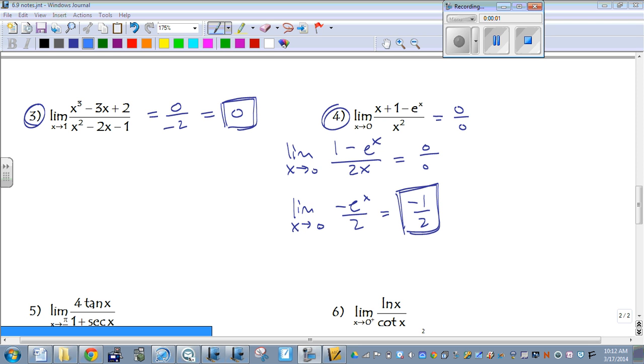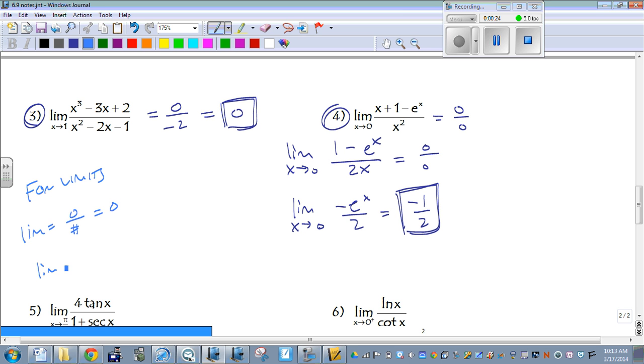One thing to remember, if we look at problems like number 3, when we have 0 over a number, that's going to give us 0. So for limits, if our limit equals 0 over a number, that means our answer is just going to be 0.